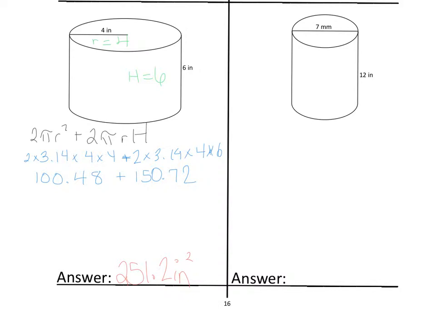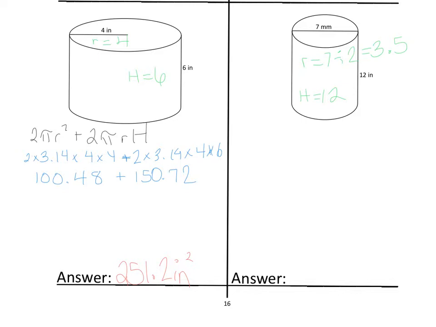Now let's take a look at the second one. We know that h is going to equal 12. To get r, we should note that 7 is the diameter. It goes all the way across. Notice that on the first example, 4 only went halfway. On the second example, 7 goes all the way across. So we're going to have to divide 7 by 2 because we only want to go halfway. And that's going to equal 3.5 as our radius.